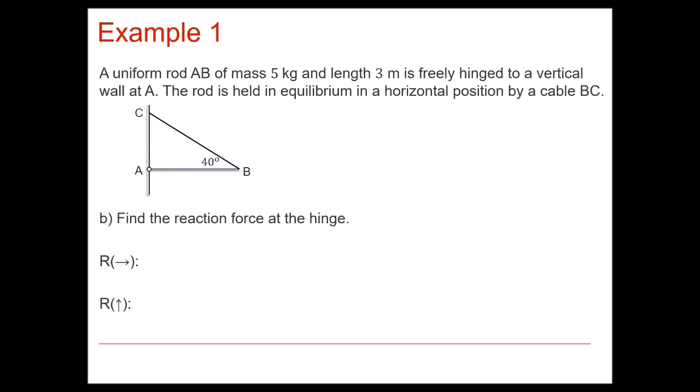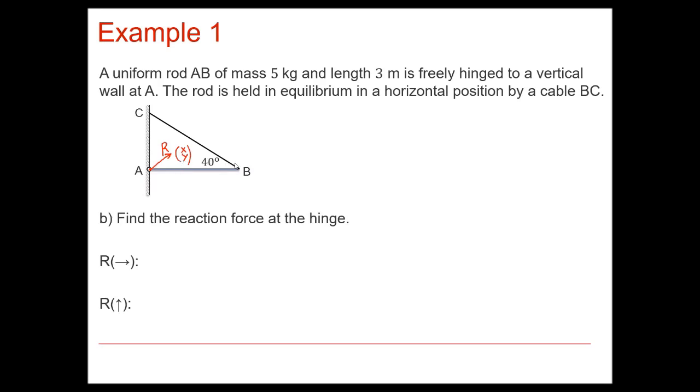Now the next part of the question asks us to find the reaction force at the hinge. This is an interesting one because this force could be acting in any direction really. So there'll be a reaction force on the rod at A, but what we'll do is give it two vector components, an x component and a y component, which we'll call X and Y. We'll have to separately consider what those two components are.